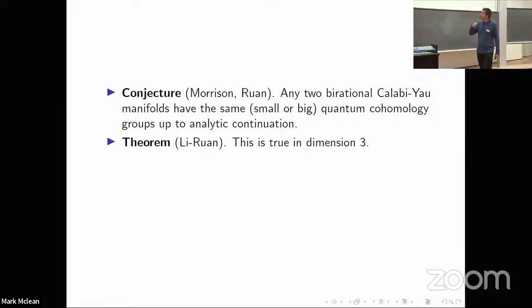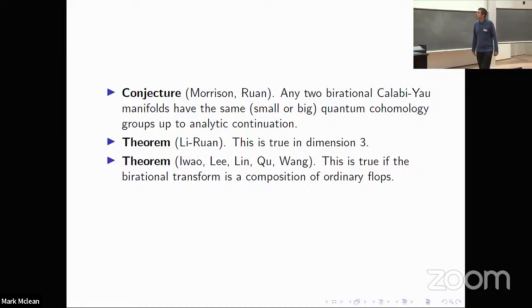Okay, so Li and Ruan proved this in dimension 3. And Yuao Li, Lin, Ku, and Wang proved this for particular birational transforms called ordinary flops, which I won't explain. There's a very basic birational transform for Calabi-Yau 3 manifolds called an Atiyah flop. And you can sort of think of this as you have some Calabi-Yau 3 manifold and a sort of embedded P1, and it's kind of like a zero surgery. You sort of cut out the P1 and glue it in a different way.